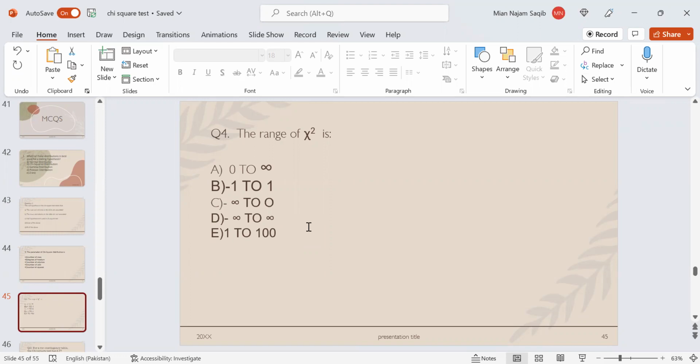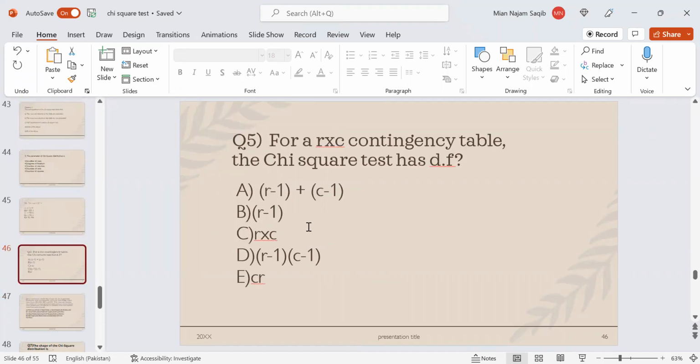The answer is 4A. Question 5. For an R by C contingency table, the chi-square test has degrees of freedom, which are going to be represented by which of the formulas? A, R minus 1 plus C minus 1. R represents the row, C represents the column. B, which is just R minus 1. C is R times C. D is R minus 1 times C minus 1. Or E, CR.